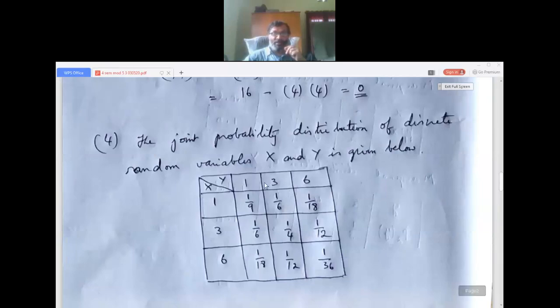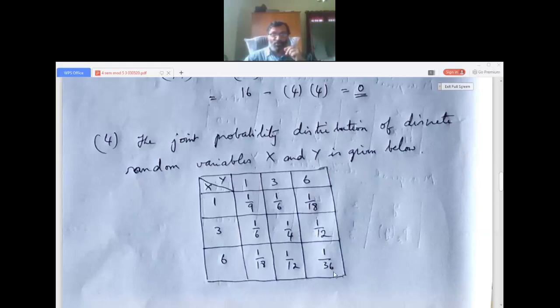So here 1 by 6 plus 1 by 4 plus 1 by 12 is 1 by 2. And the last column, 1 by 18 plus 1 by 12 plus 1 by 36, is the same as the last row, and it comes to 1 by 6. If you add 2 by 6, 3 by 6, 1 by 6, that is 6 by 6, which is 1. So 1 and 1 are the same. Here we have to add one extra column, that is the total, and one extra row also.